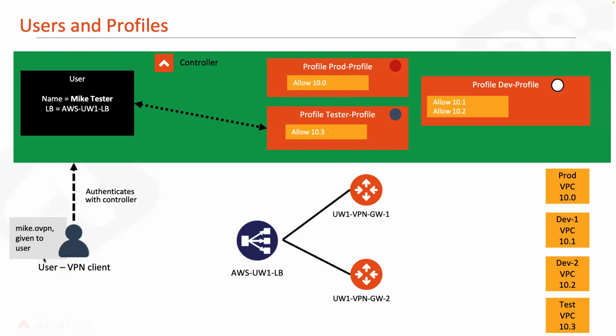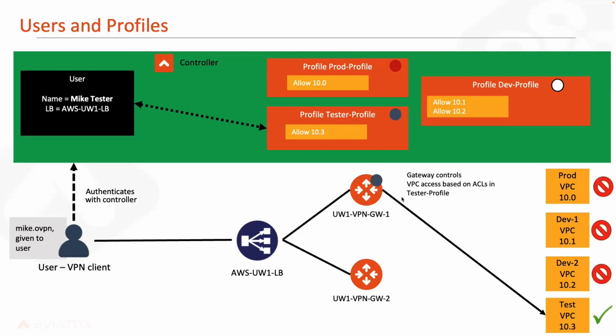And once he authenticates with the controller, what's going to happen? The controller knows that this is Mike. We know that he has this profile. The controller will push the relevant rules to the relevant gateway where the VPN got terminated, and Mike will only get access to 10.3.